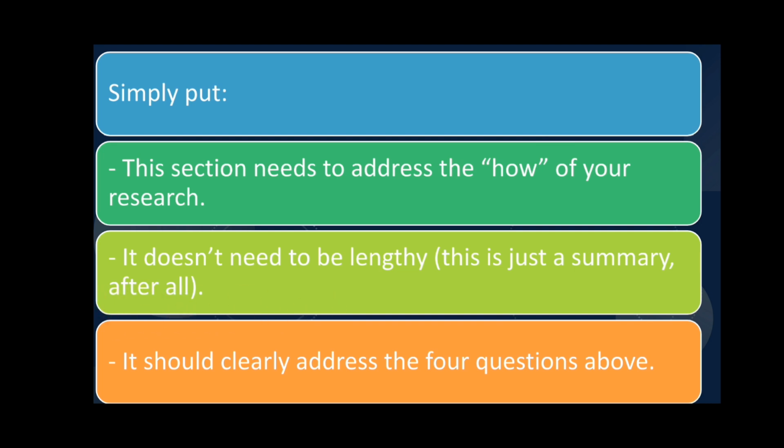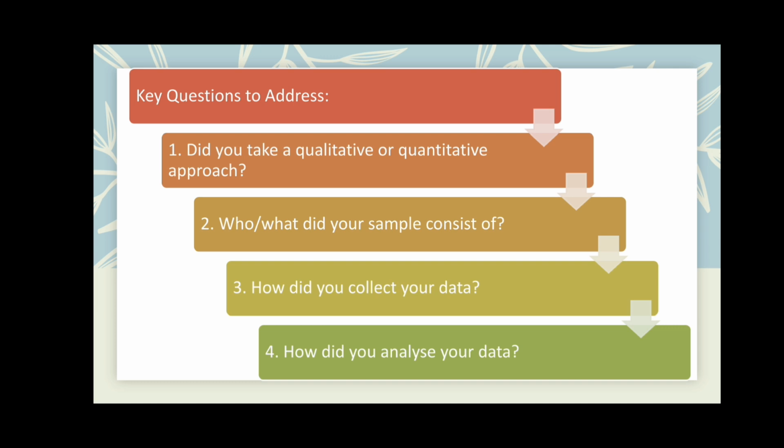And it should clearly address the four questions above. So your research methodology in the abstract should address these four questions. Did you take a qualitative or quantitative approach, and who or what did your sample consist of? It can be what or who, people or things. And how did you collect your data? Sources of data collection.